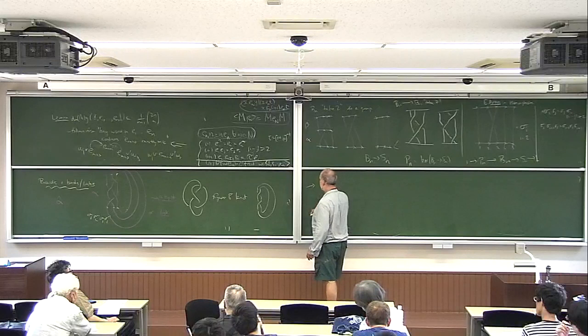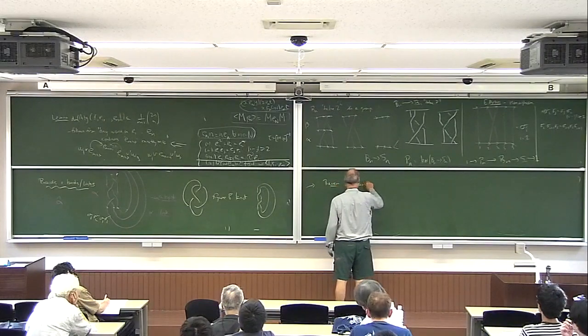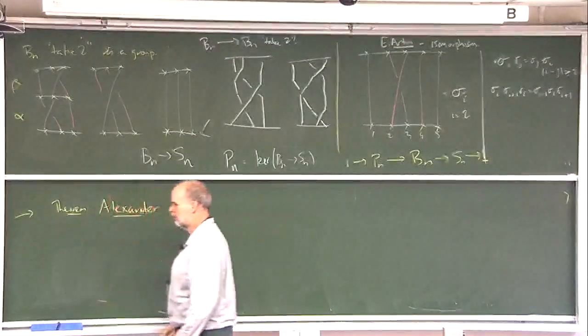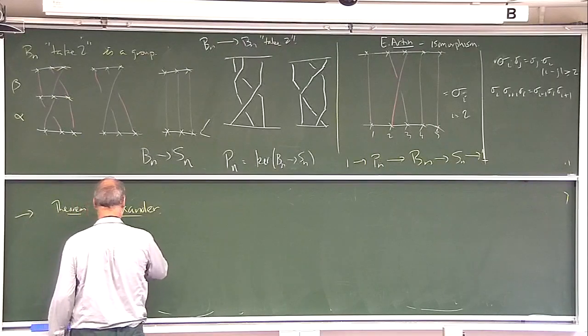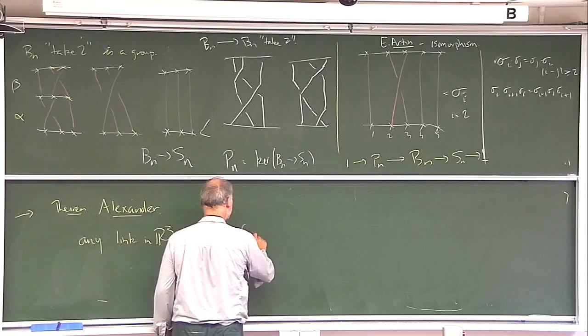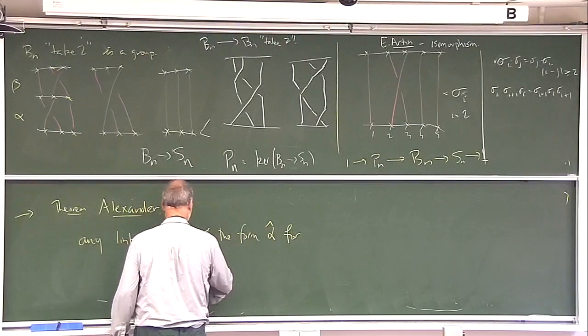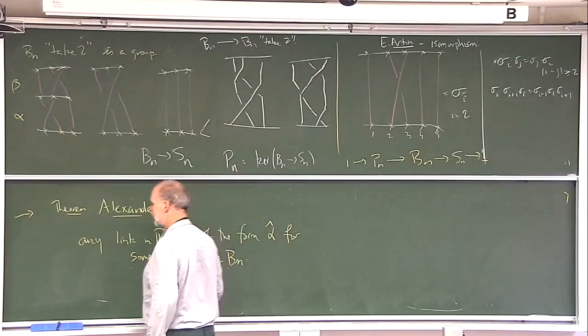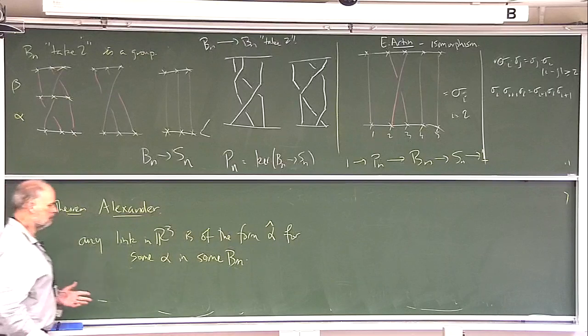So the first theorem, due to the American mathematician Alexander, is that any link in R3 is of the form alpha hat for some alpha in B_n. So this was alpha hat, the closure of the braid. So any link can be obtained as a closed braid.